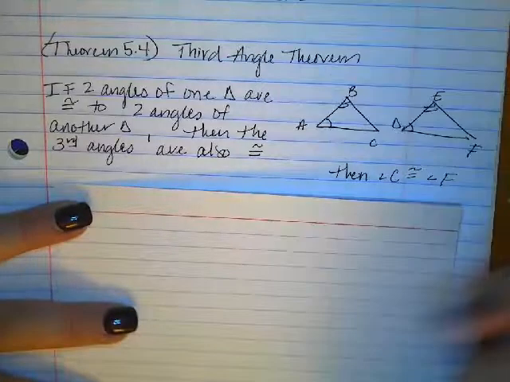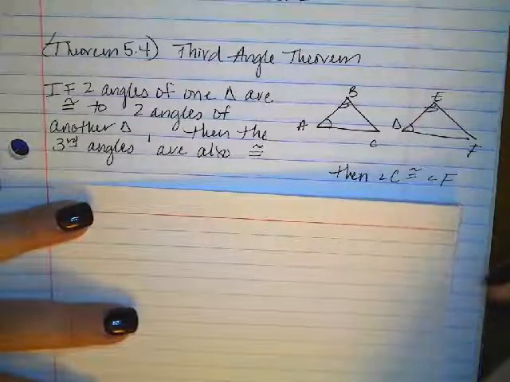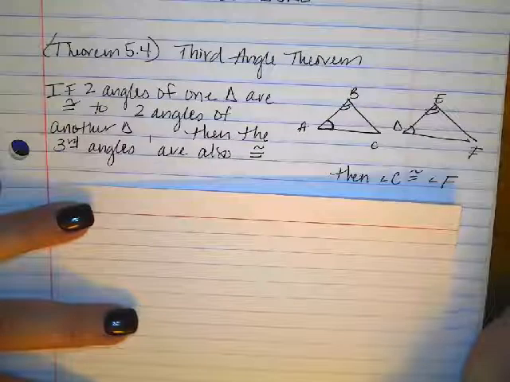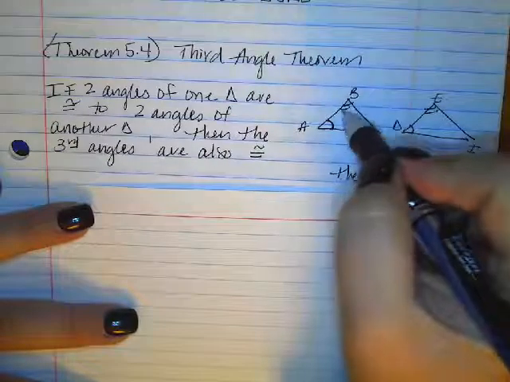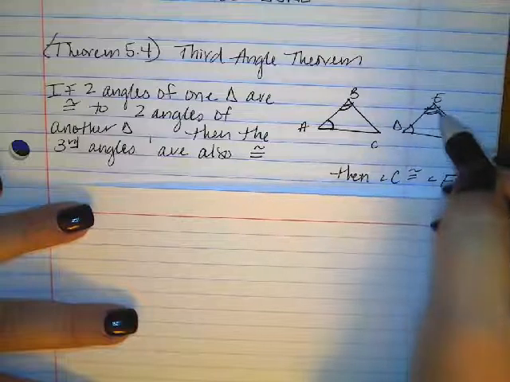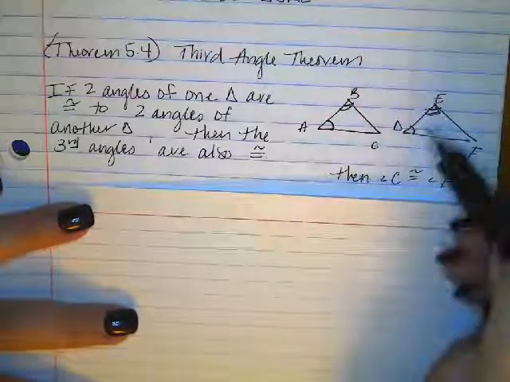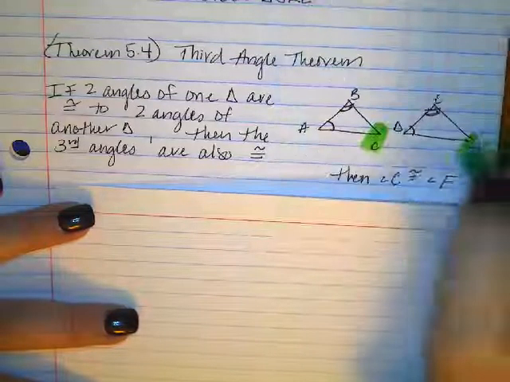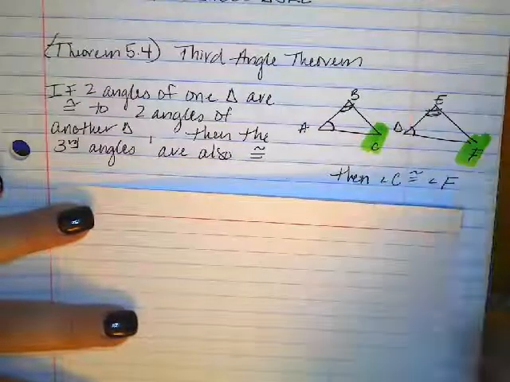You can see here by the notches, they got a little bit messy. But if we say that angle A and angle D are congruent, and angle B and angle E are congruent, if I know these two are congruent to these two, then I can automatically assume that this third one here and this third one here have to be congruent.